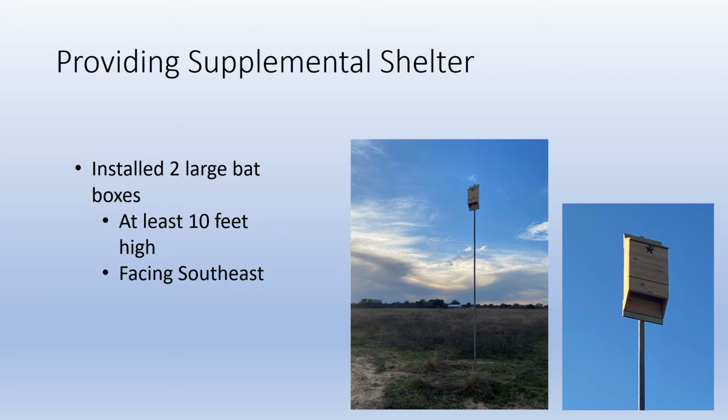The other bat box is on the far end of the property by the pond, because bats like to have free access to water as well. So having it near the pond provides some of that use. The bat boxes are at least 10 feet high and they're facing southeast. So there's my second practice, providing supplemental shelter. I installed those bat boxes in 2020, and then I just maintain those boxes throughout the time to make sure that they're still available for the bats to use.